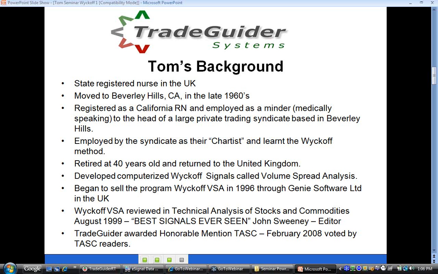But he was bored, so he decided to try to computerize the work of Wyckoff. Now, Wyckoff was a trader back in the 1900s that talked about reading the tape, and that's exactly what I'm going to talk about today. Reading volume, seeing order flow, and being able to analyze professional accumulation and distribution. In fact, Tom began to sell the program I'm going to show you today back in 1996. He called it Wyckoff VSA. It's now called TradeGuider.